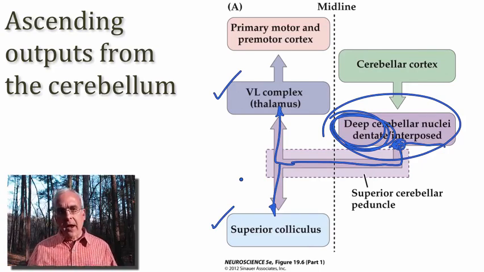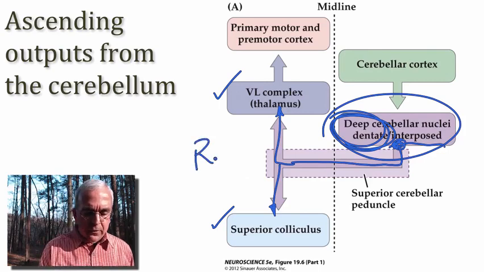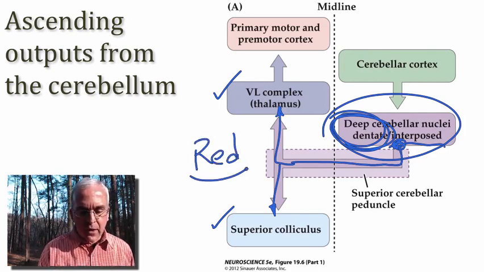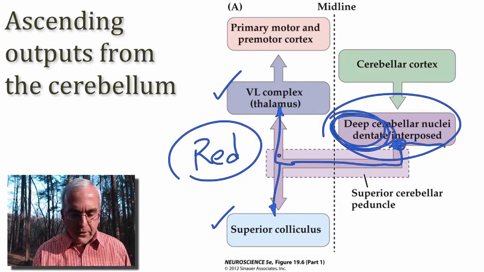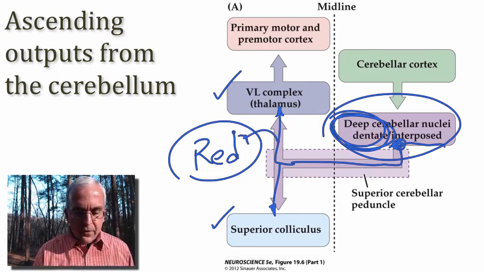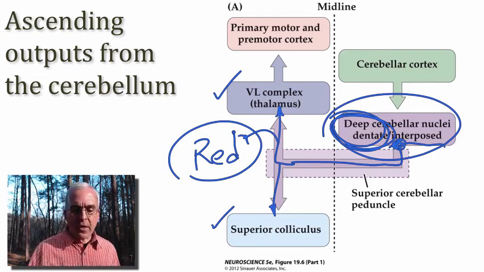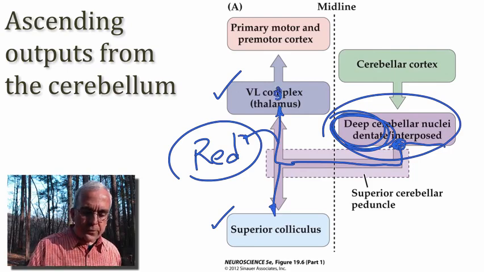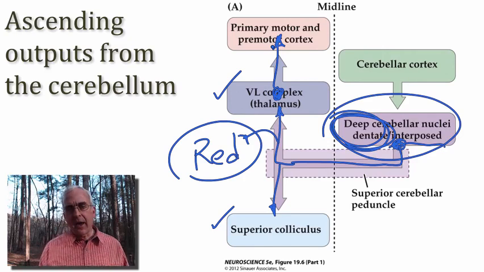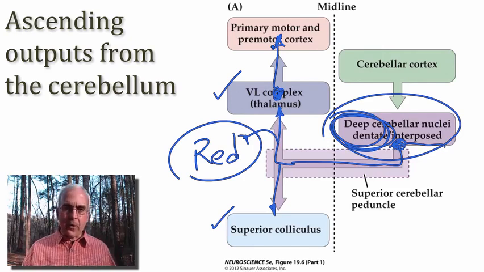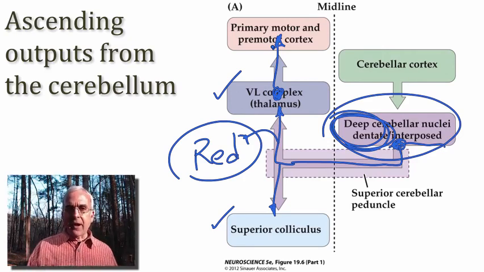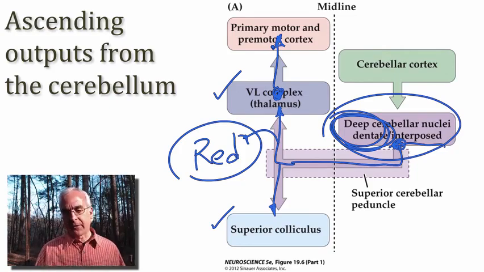There are also collaterals that will reach yet a different target, the red nucleus. Pardon me for writing the word red in blue, but the red nucleus also receives collaterals from these axons as they make their way through the midbrain on their way to the thalamus. Well, the motor thalamus then, as you know, will send its inputs to the primary and the premotor cortex. And at this level, we believe that the error correction signals can modulate the output of the motor cortex.